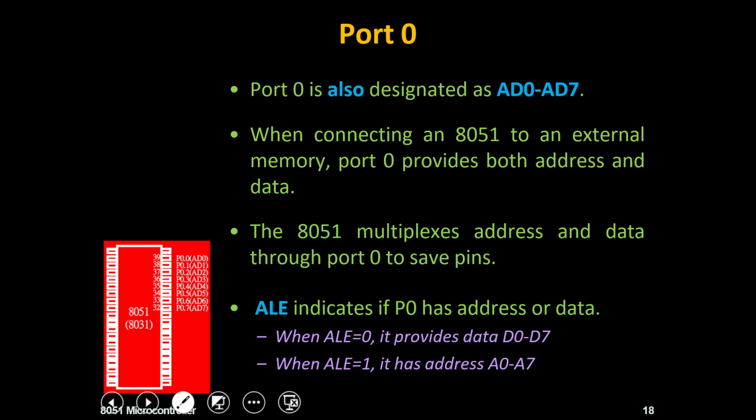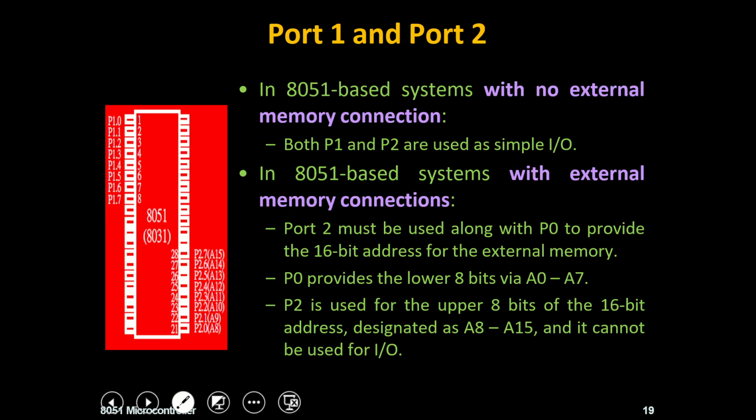First, port 0. Port 0 is also designated as AD0 to AD7, that is address and data are both multiplexed together and communicated through the same channel. ALE indicates whether P0 has address or data. ALE equal to 0 means it provides data D0 to D7. When ALE equal to 1, it has address A0 to A7.